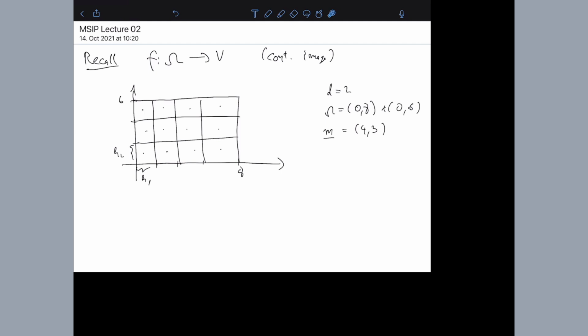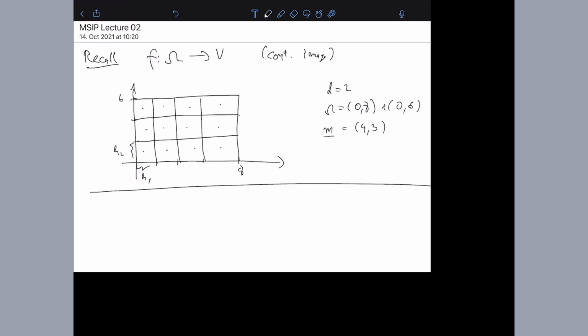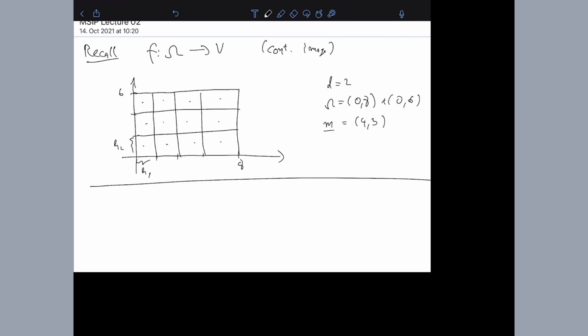This gives a connection between our continuous world and the discrete world, where we can then think of the images as matrices. For the image, it's sufficient if you specify the resolution and the domain and what the value in each cell is. So the image itself is just a d-dimensional array with this extra information. And that's what we looked at last time.